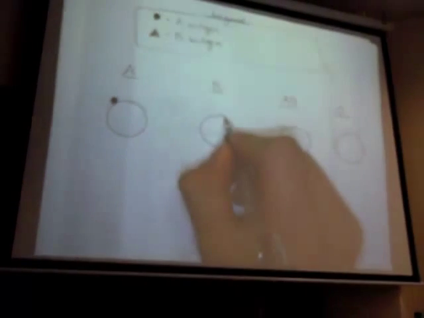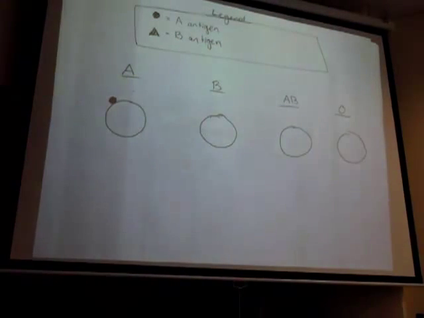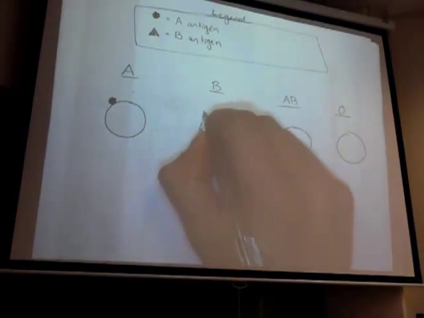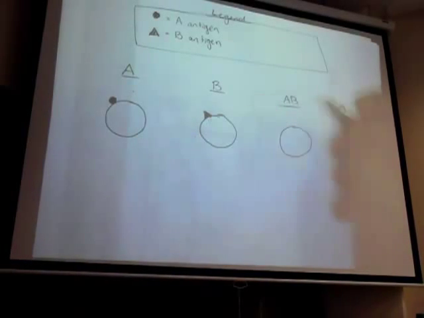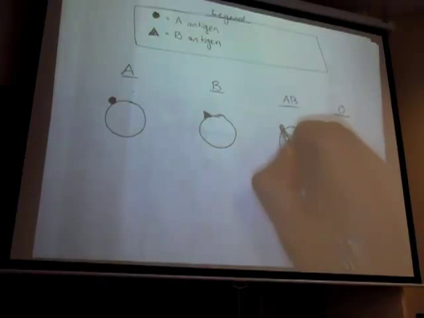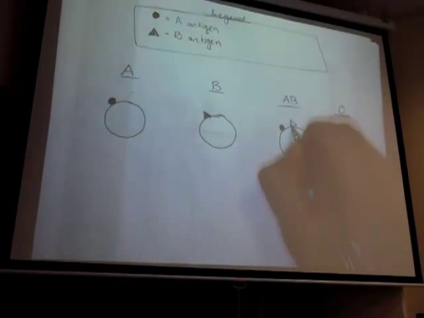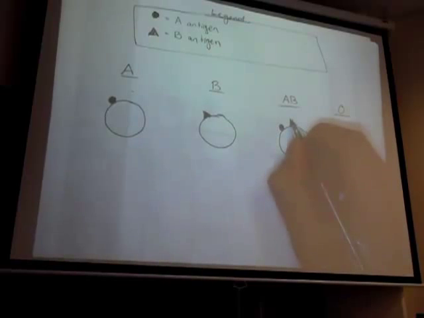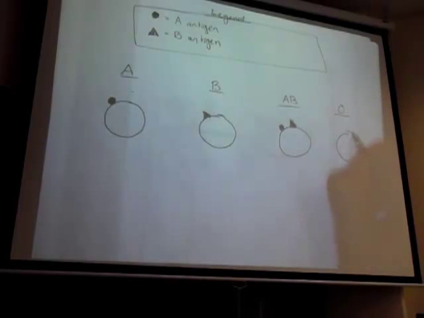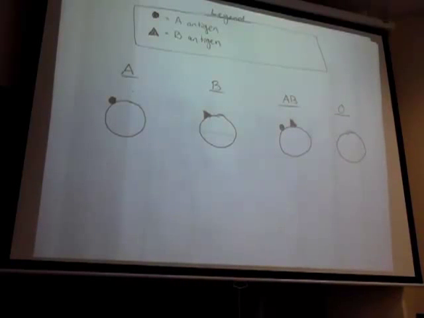What antigen is going to be on the B blood cell? B. What antigen on AB? A and B. What's that? Yeah, both of them would be on AB, and which one is on the O? None of them. Okay, good. So that's the next part. Any questions here at this point? So it gets confusing now, and we start to add the antibodies in there.